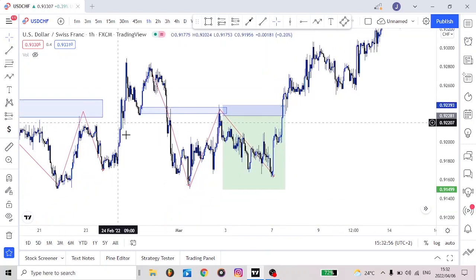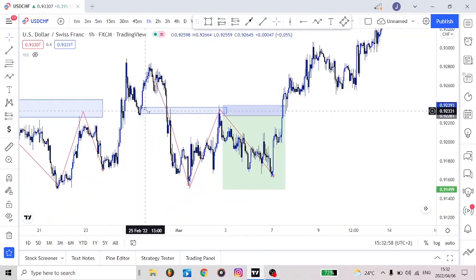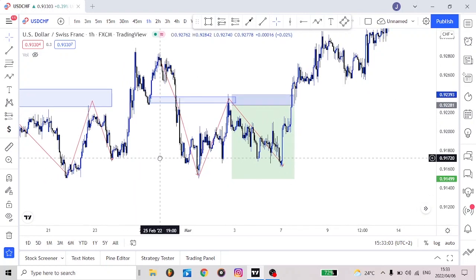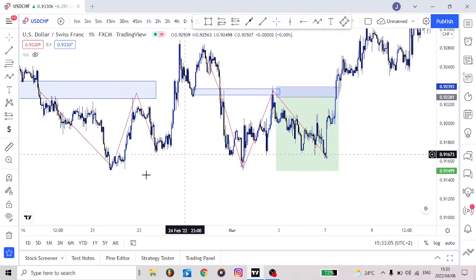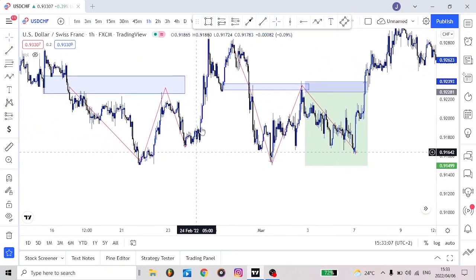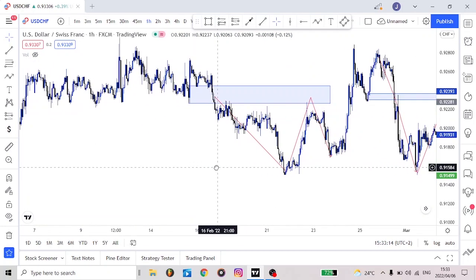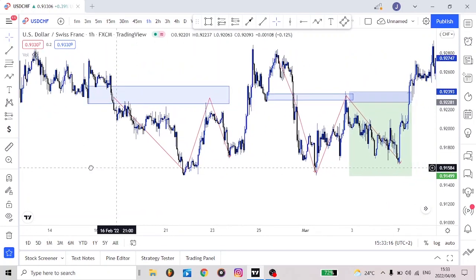This one here is just a representation of what is a breaker block, but I wouldn't have traded this one. I wouldn't have traded this one because I don't see any change of character. It was okay. Let's try to see the structure, but I don't think it was a change of character. Okay, it's not a change of character.